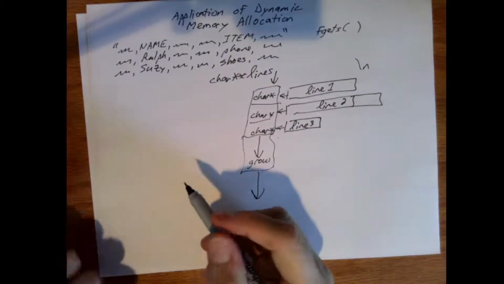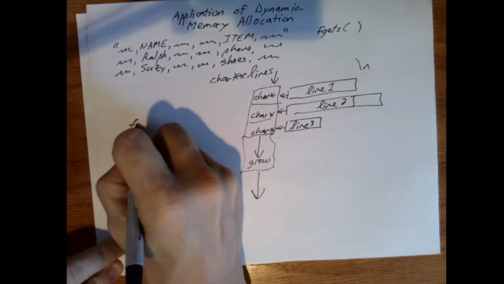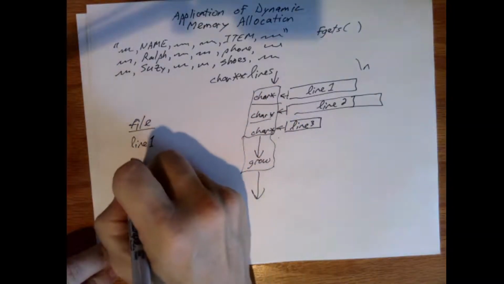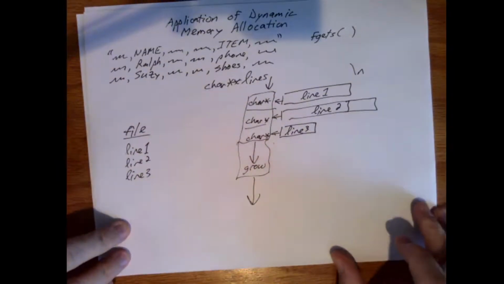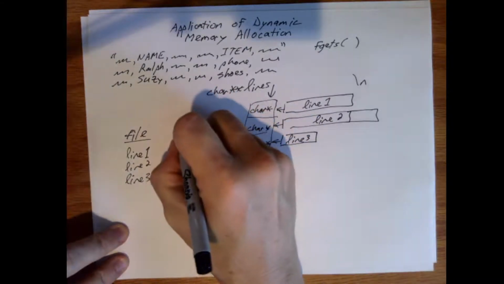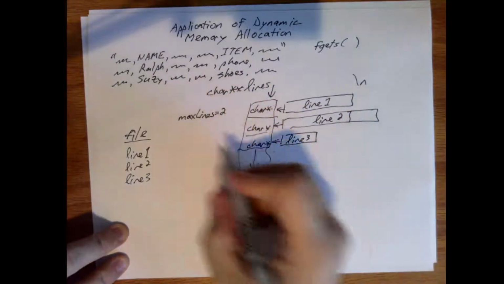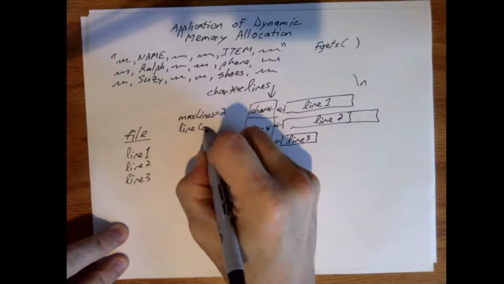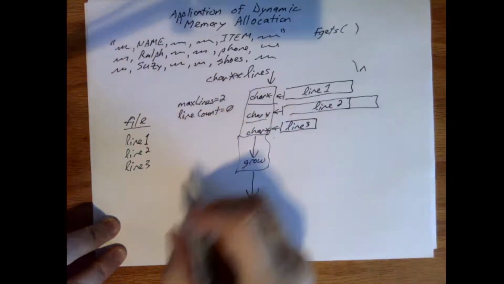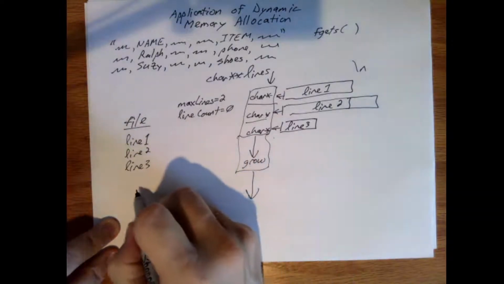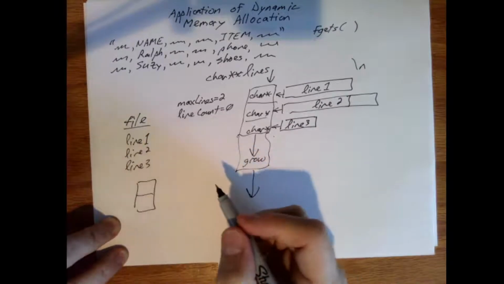So let's say I have this. So I have line 1. So this is in the file. And we have line 2. Let's say we have line 3. And we'll say, to keep this short, that max lines equals 2. And then I also have a line counter. So line count equals 0 to start with. So initially I allocate memory to store 2 lines of the file.